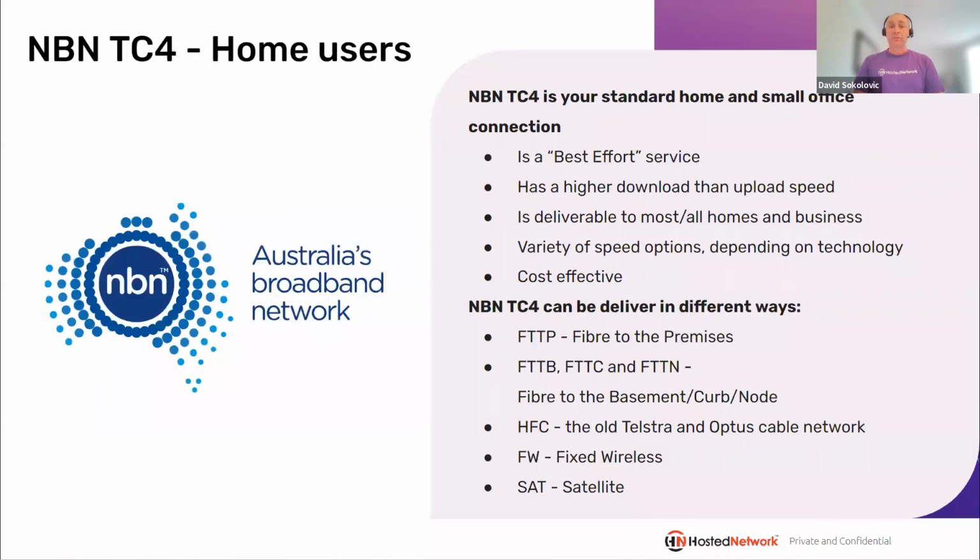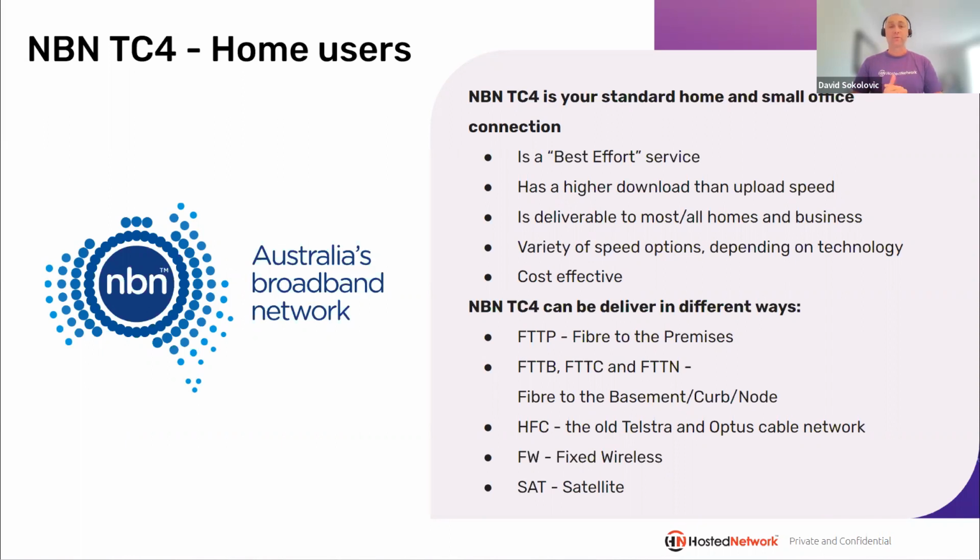NBN TC4. Now, TC4 is your standard home and small office connection. It's available in most, if not all, homes and business offices. It's delivered as an asymmetrical speed. So that is a higher download speed than an upload speed.